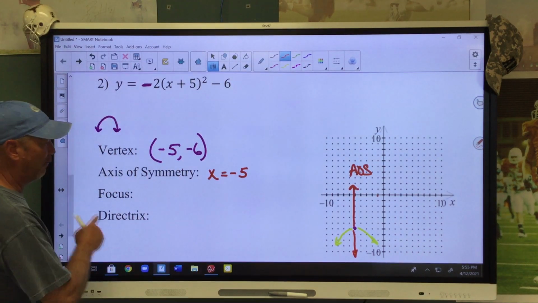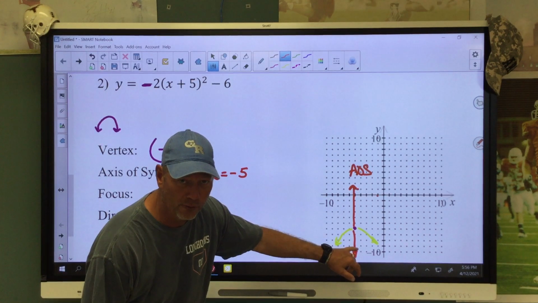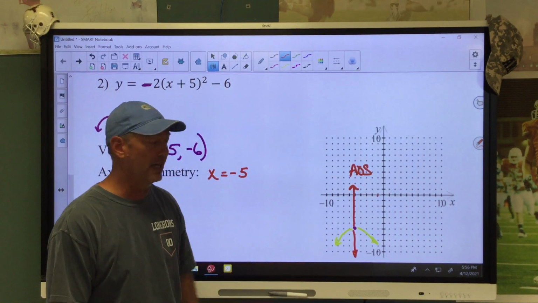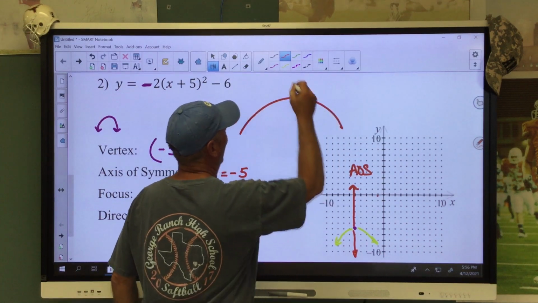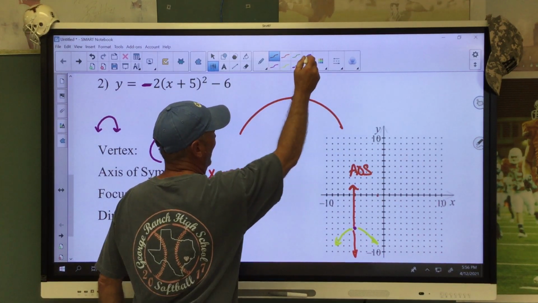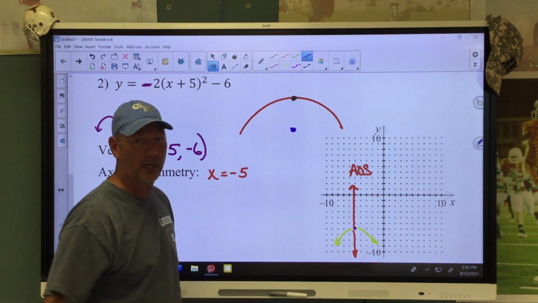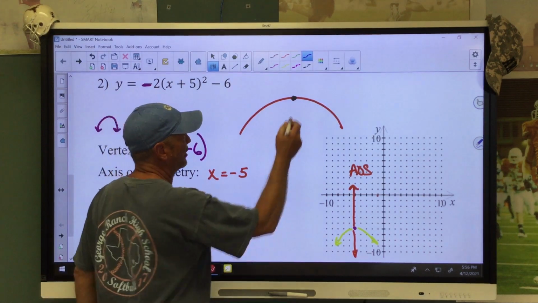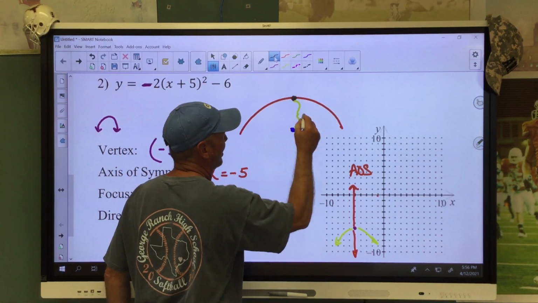All right, your focus. Now, your focus is going to be inside the curve, okay? We're going to go down, okay? So let's blow this up. I have a curve. I have a vertex. My focus is going to be somewhere inside. This is just blown up, okay? From here to here is P.